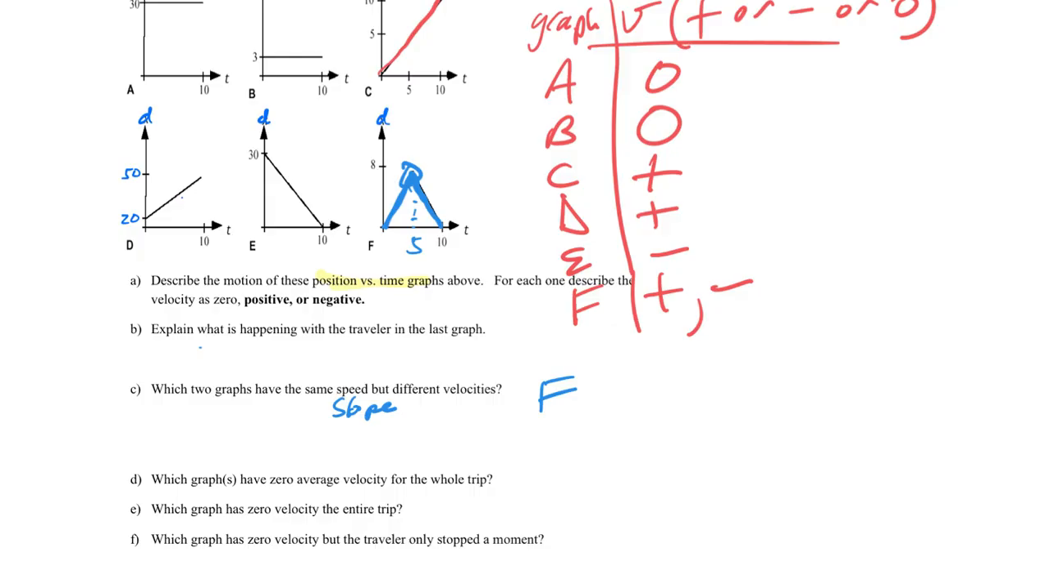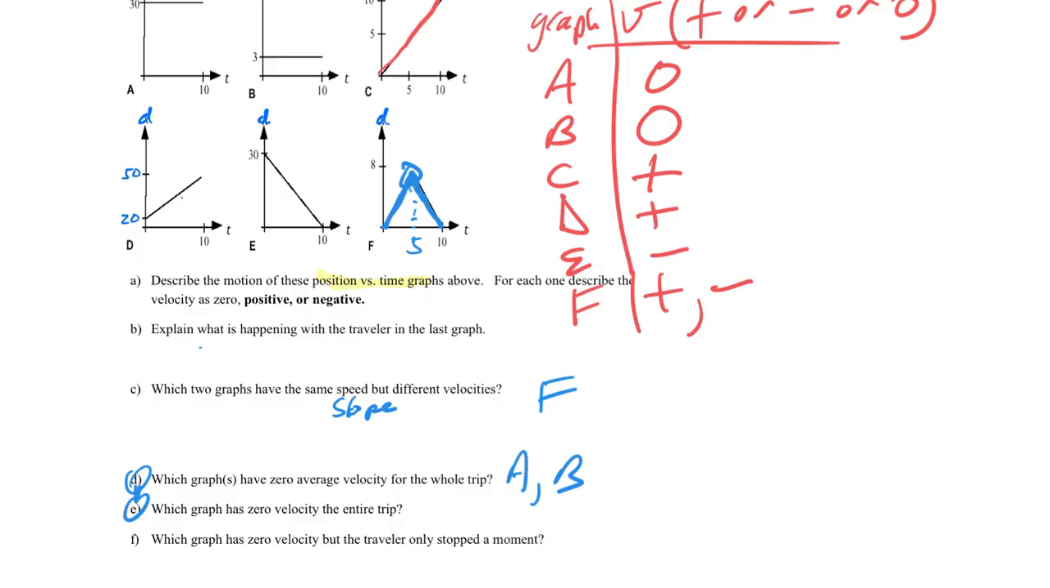Let's have 0 for the whole trip. Well, that's easy. We already did that. A and B. Which graphs have 0 for the whole trip? Okay, which graph has 0 the entire trip? I don't know why I'm asking that again. Either one of these questions is basically the same.